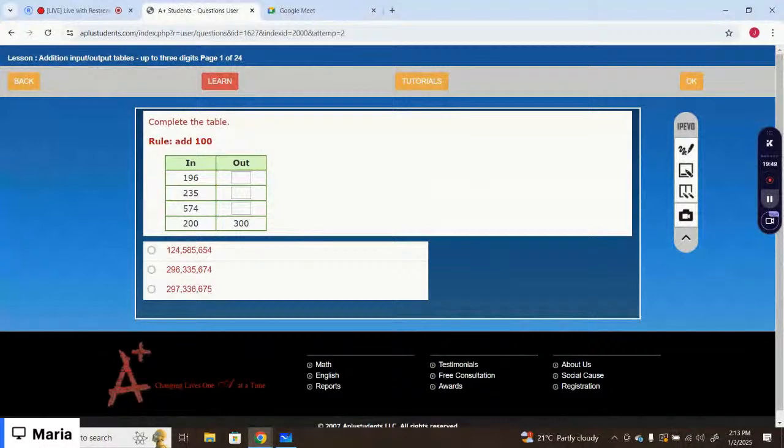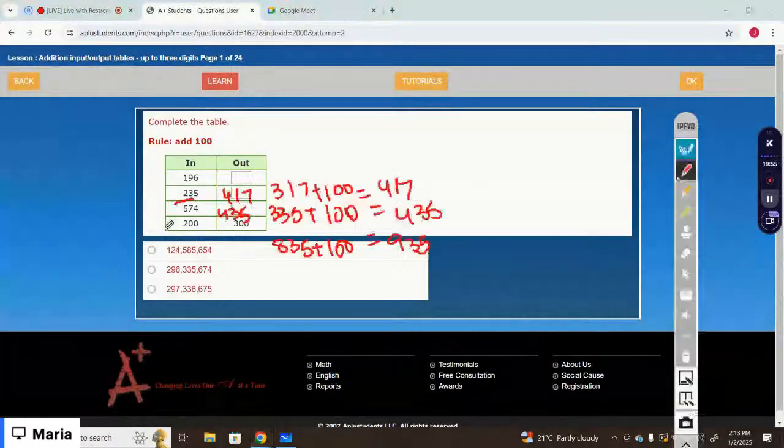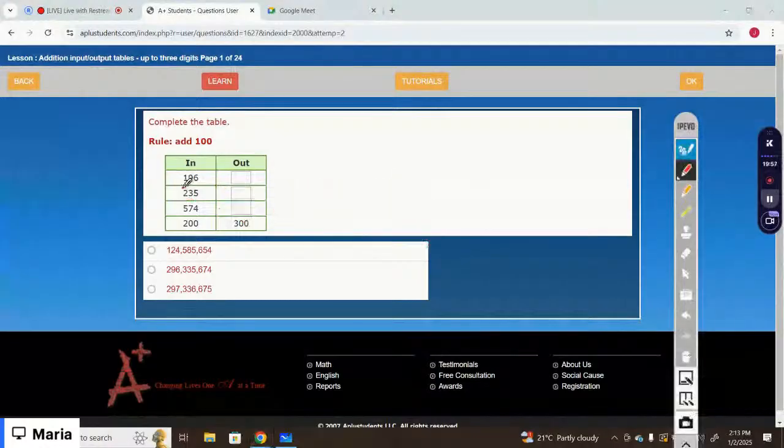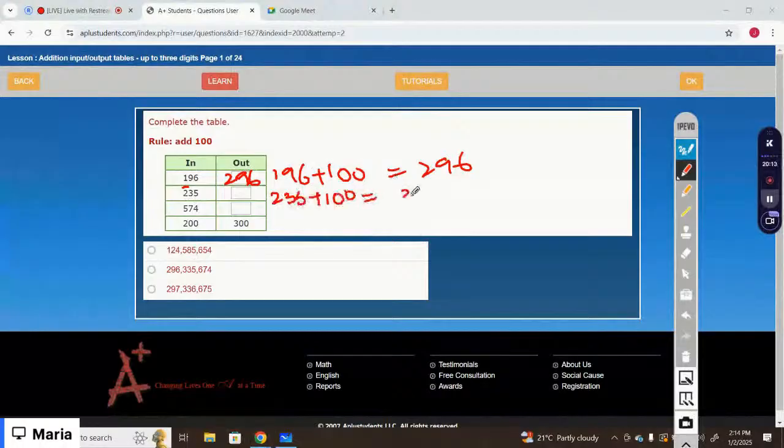Okay, complete the table. You have to add 100 to each input value, right? So let's just start with the first value, that is 196. So 196 plus 100 makes 296, right? That is 296. Now add 100 to the second value, that is 235 plus 100. So that makes 335. Option number 2 is the correct option.